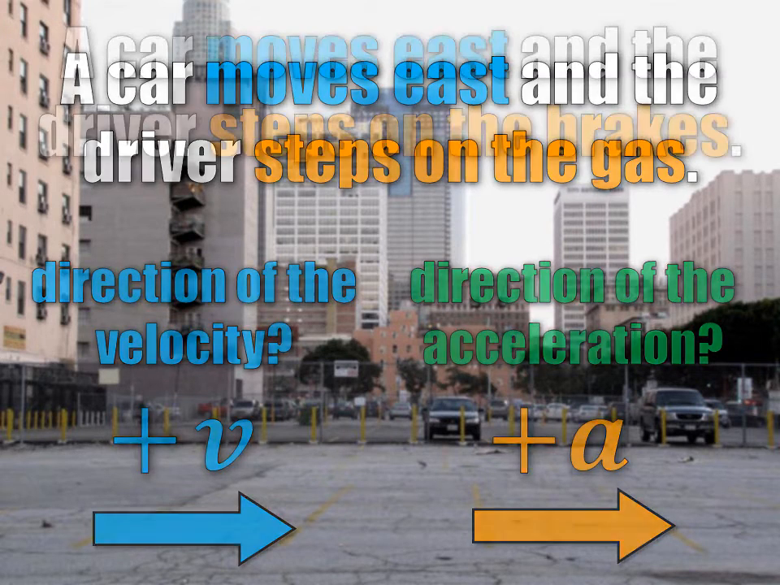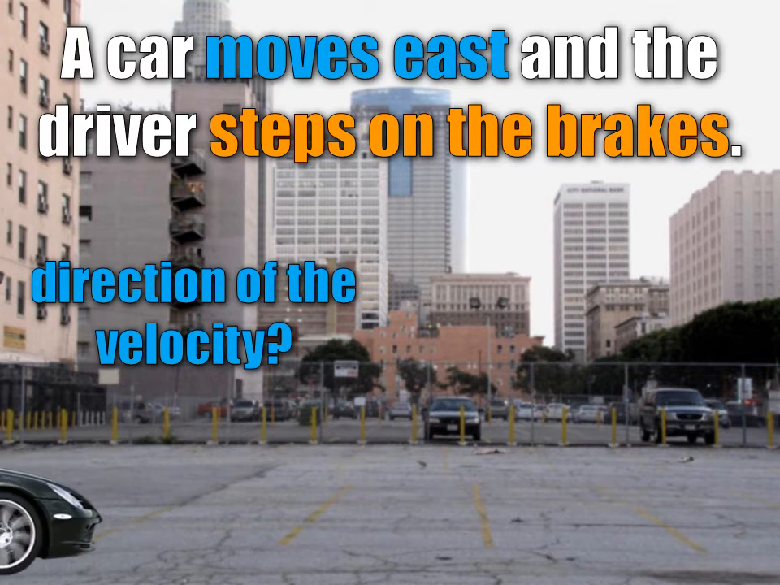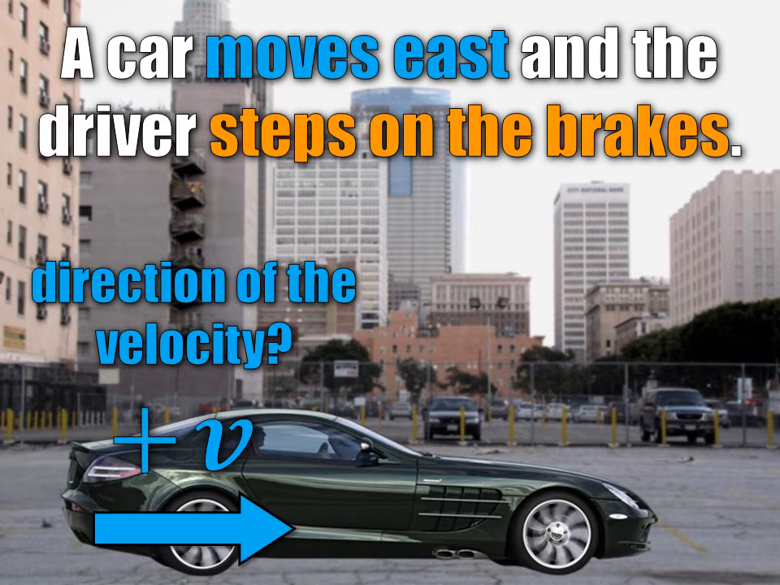Let's do another one. A car is moving east and the driver steps on the brakes. The direction of velocity? Still forward. It was to the right. That's positive velocity. This car never went backwards. It was always traveling forward.